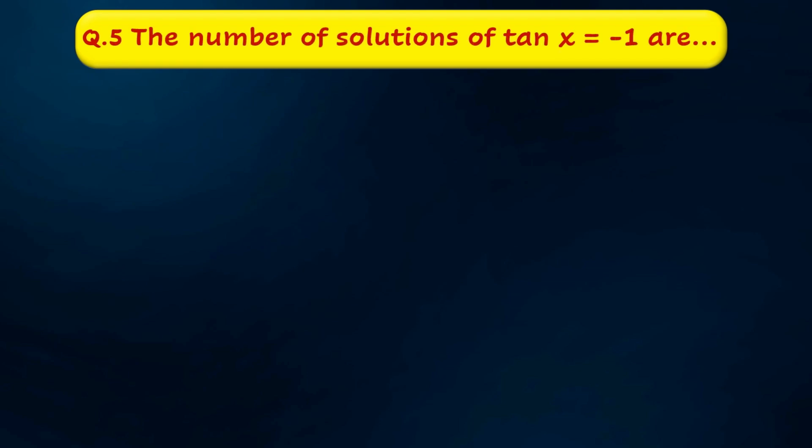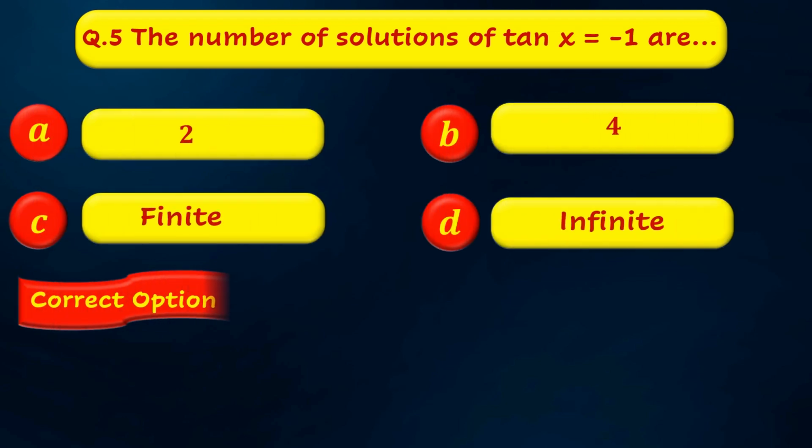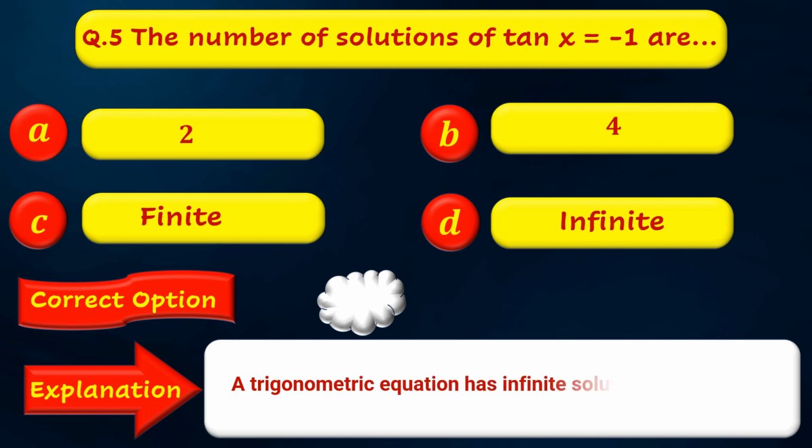Question number 5. The number of solutions of tangent x is equal to minus 1 is, and the options are. Let's find out which one is the correct option, but before that let's explain it. As we know that a trigonometric equation has infinite number of solutions, therefore the correct option is option D.